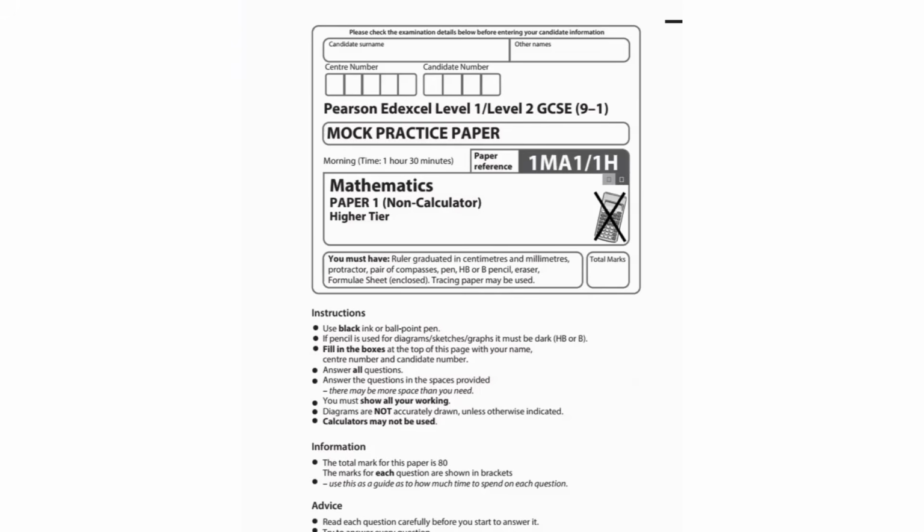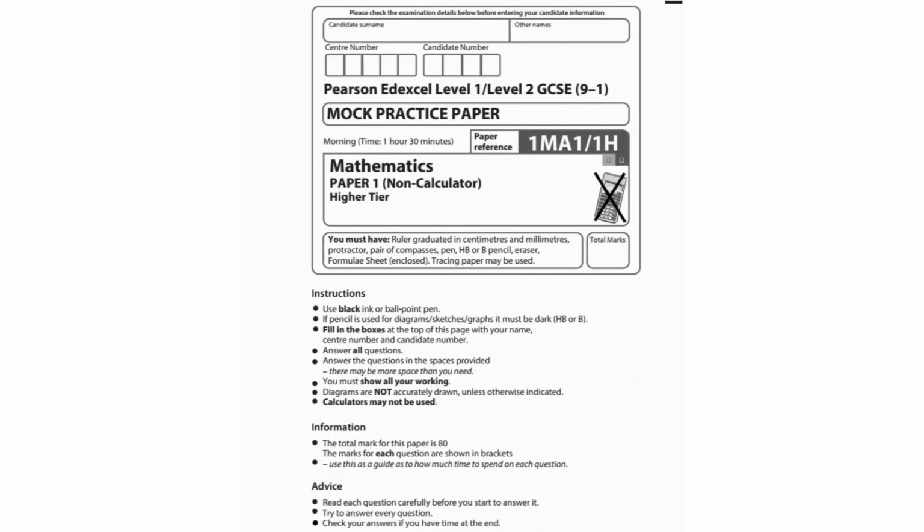So with the help of this document, you will come across several questions that came in the November paper. The values will be different, some things will be different, but it will be good practice for you. So let's start with paper one first. This is non-calculator.